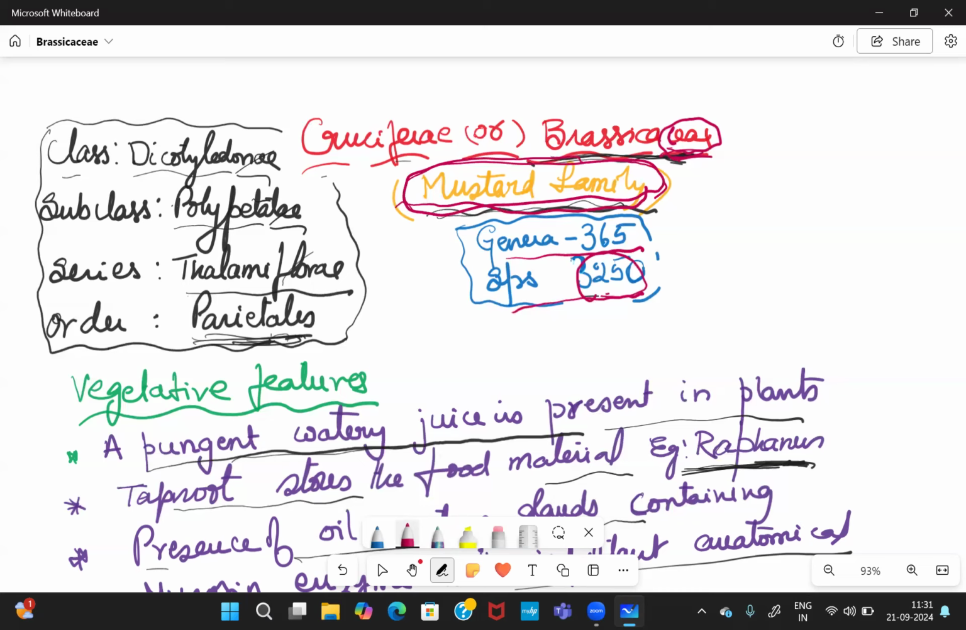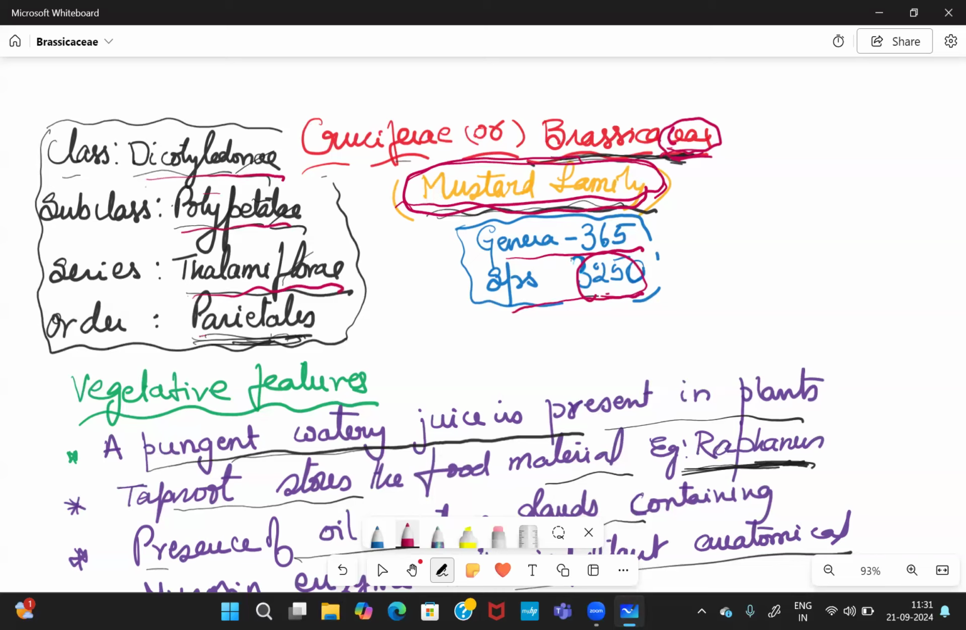So these Cruciferae members are also dicots. Class Dicotyledonae, subclass Polypetalae. Fabaceae is also Polypetalae, Malvaceae is also Polypetalae, and here the Brassicaceae is also Polypetalae. Series Thalamiflorae, like Fabaceae and Malvaceae. Brassicaceae is also in the series Thalamiflorae.